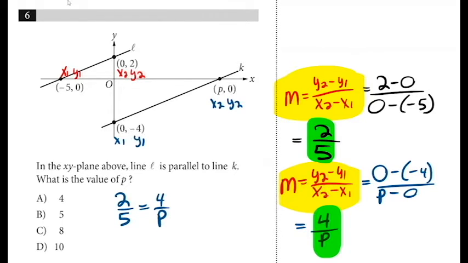And a boring but super important rule for the SAT is whenever you have a proportion, you want to cross multiply. A proportion is 2 fractions set equal to one another, and so here we can cross multiply. 2p equals 4 times 5, which is 20. Divide both sides by 2, and we get p equals 10. So the answer for number 6 is going to be D.